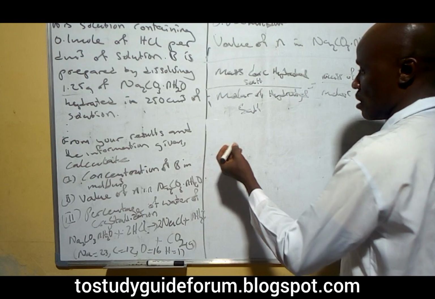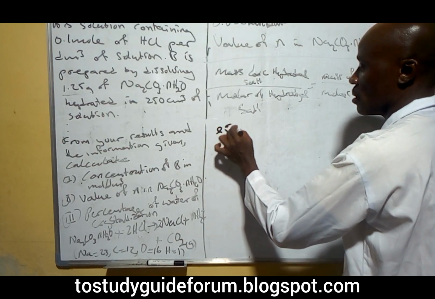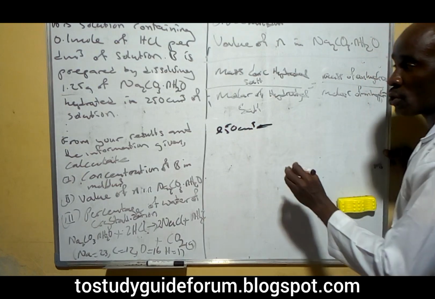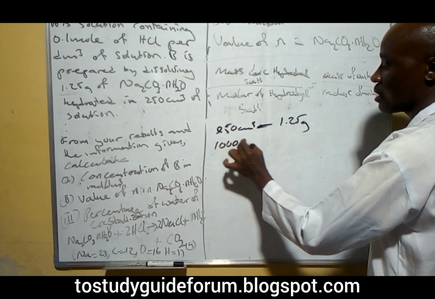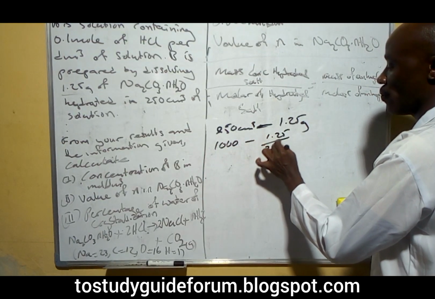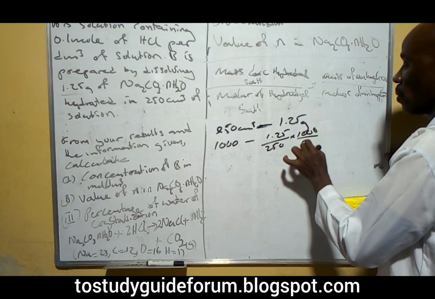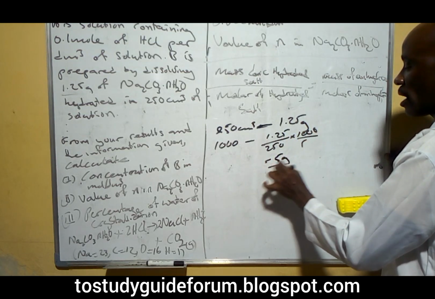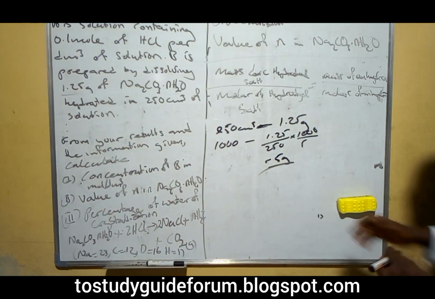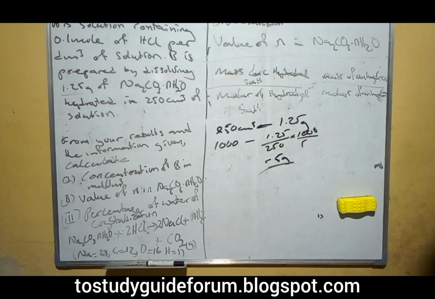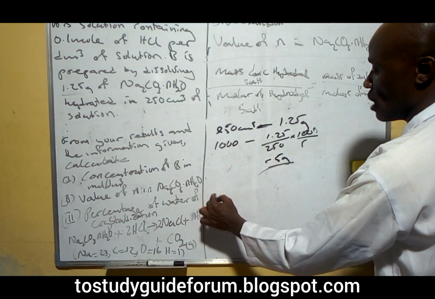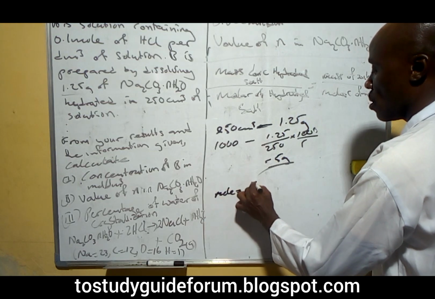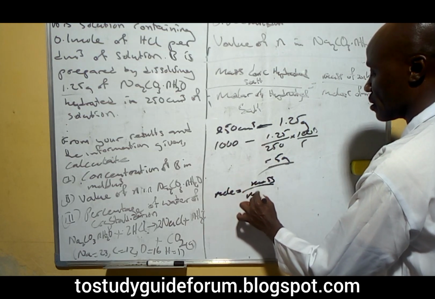So what it means is that 250 cm³ of the hydrated salt solution contains 1.25 grams. Therefore 1000 cm³ will contain 1.25 over 250 times 1000 over 1. That will give us 5 grams, 5 grams of the hydrated salt per dm³. That's the concentration. So the next one we'll do here, we're going to get the mass concentration of anhydrous salt. We can find that by using mole is equal to mass over molar mass.